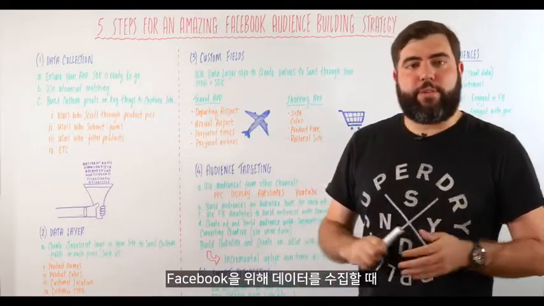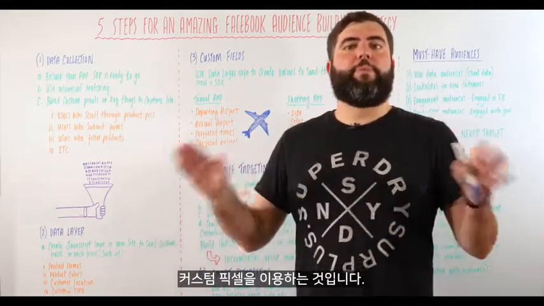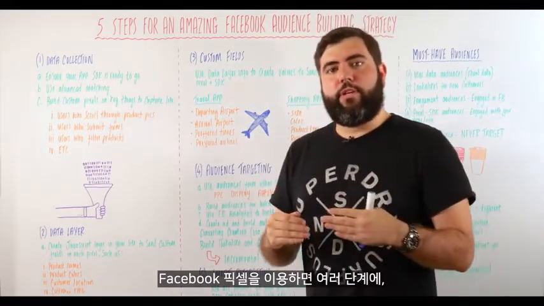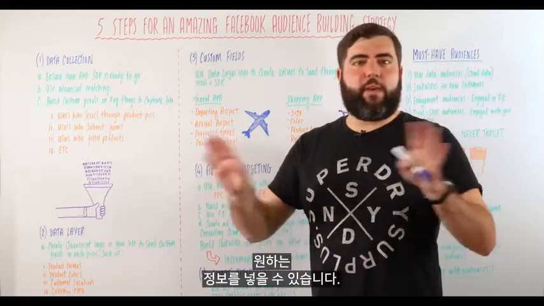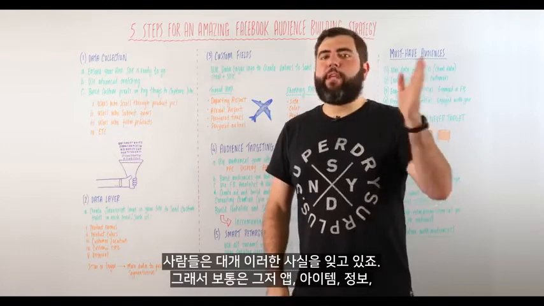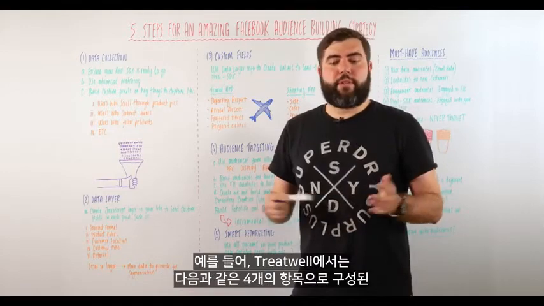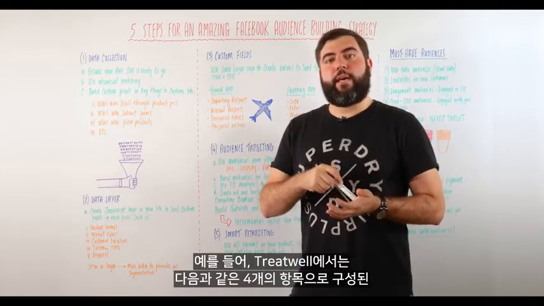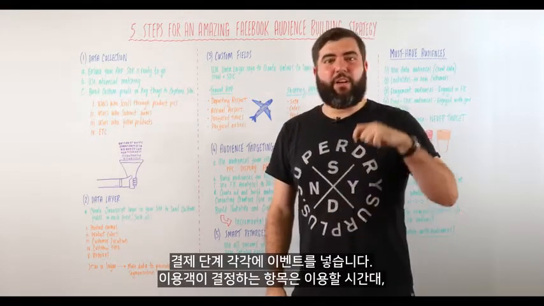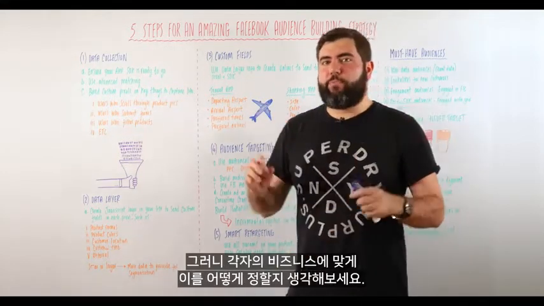The third thing to take into consideration when collecting data for Facebook is to use something that a lot of people forget exists, which is custom pixels. The Facebook pixel allows you to put information on different steps. All the steps you want, all the events you want in the website can be tracked. People forget that and they usually put just add payment info, purchase, view content, checkout, but there's many more things you can do. In Treatwell, for example, we put one event in each step of the checkout, which is composed by 4 things. People can select their time slots, the day, which is the hairstyle they want, the hairdresser they want. So think about your business and how this fits.